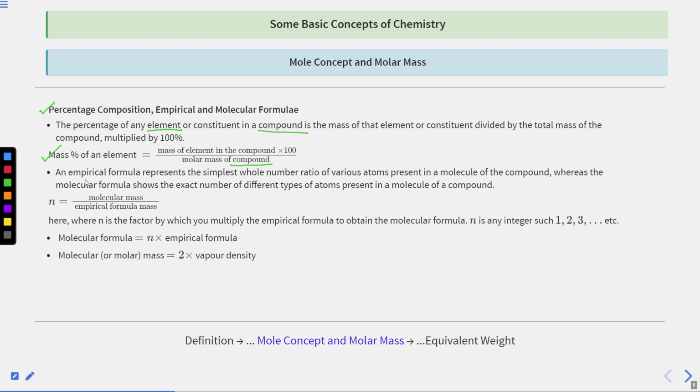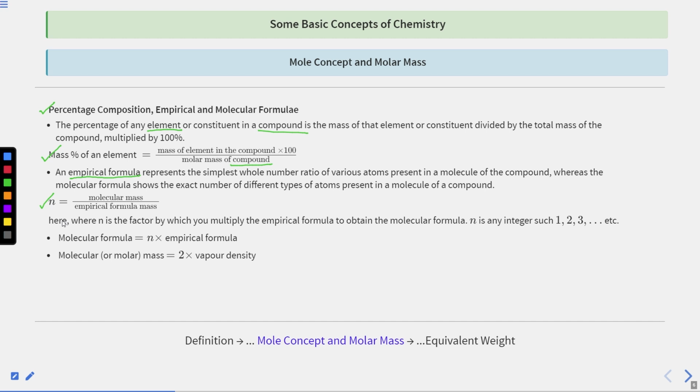Empirical formula. The empirical formula represents the simplest whole number ratio of the various atoms present in a molecule of the compound. Whereas the molecular formula shows the exact number of different types of atoms present in a molecule of a compound.